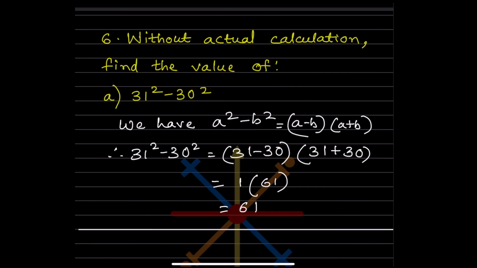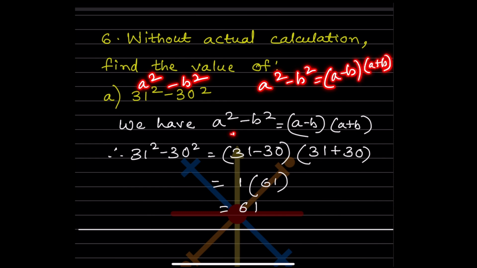Without actual calculation, find the value of 31 square minus 30 square. So what we can see here, this is a square minus b square. So we know the formula for a square minus b square, that is a minus b into a plus b. So we write the formula a square minus b square is (a minus b)(a plus b). And now this is in the form of a square minus b square, so a is 31 and b is 30.